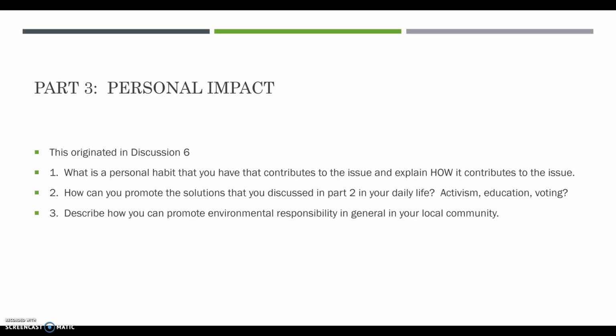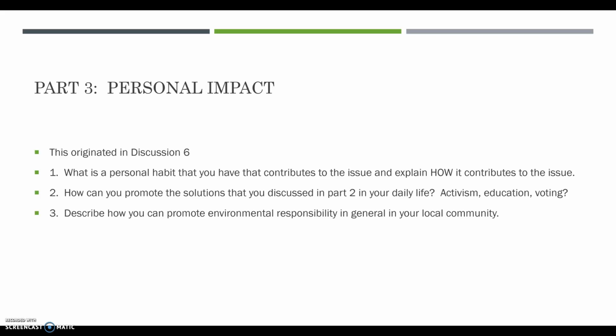Part 3 is not completely new, I shouldn't say that. Some of this originated in discussion 6, but there's other things that are a little bit new. But this is discussing your personal impact on this issue. So the first thing you're going to talk about is what is a personal habit that you have that is contributing to this issue, and explain how it contributes to this issue.